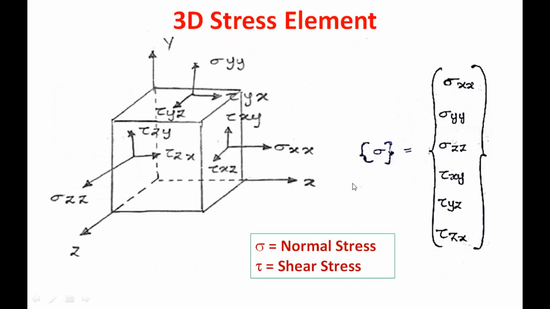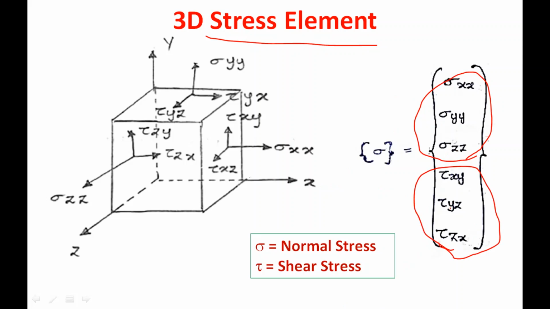In the last part of the lecture, we discussed the three-dimensional stress element, which is used for defining the three normal stresses and three shear stresses. So in any three-dimensional problem, we have to consider the three normal stresses sigma xx, sigma yy, sigma zz, and the three shear stresses tau xy, tau yz, tau zx.